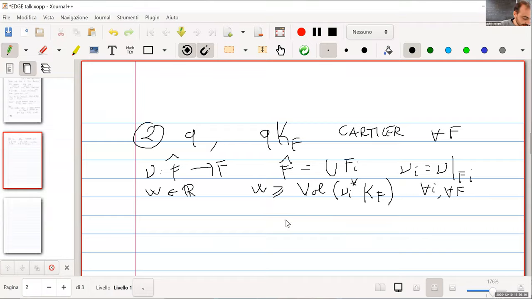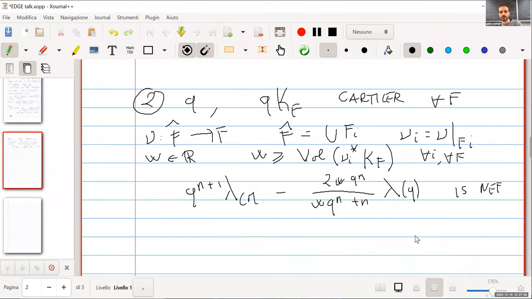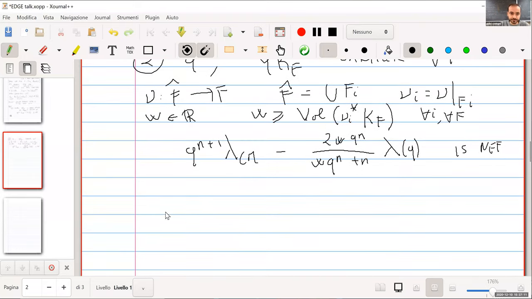And then a similar result: q^{n+1} times lambda CM minus, now the constant is below, I have w times q^{n+n}. Above, I have 2w q^n times lambda_q. This is nef. So this is the first result.